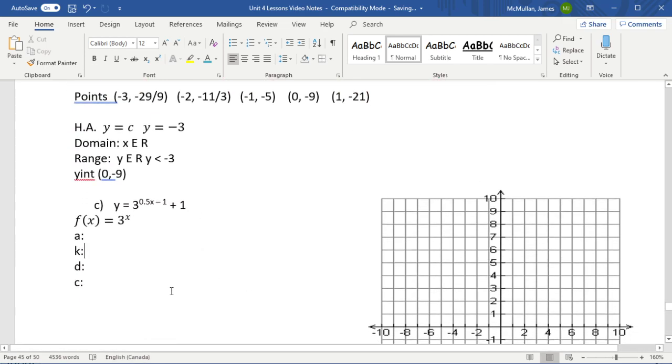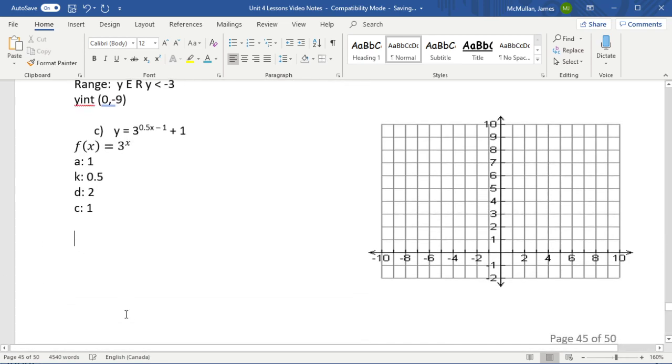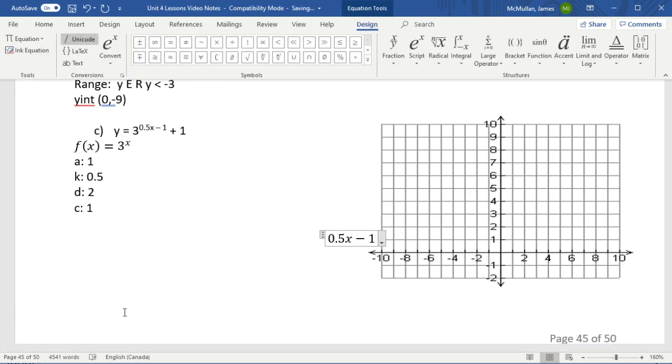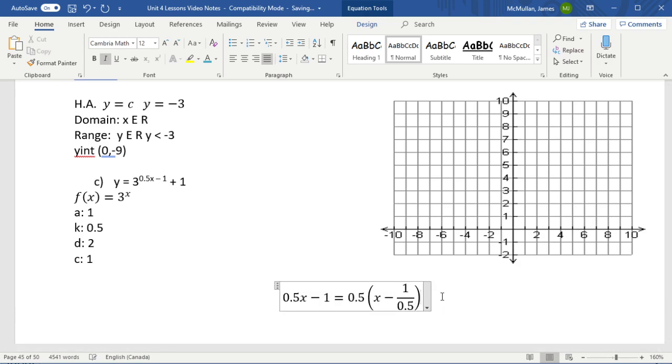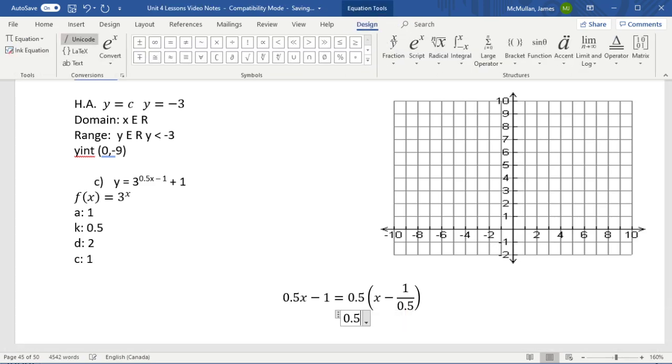Now, a little bit of a trick here. You can see there's no a value, so that's 1. The c value is easy, that's 1. The k value is easy, that's 0.5. The d value is 2. And you'll be looking at this going, where do you see a 2? I don't even see a 2 in that equation. Remember, d is the first thing that happens to x. So 0.5x minus 1, which is what the exponent is in this case, you need to write that as 0.5 bracket, and then you have x minus 1 over 0.5, and it turns out that that is equal to 2. Okay, so in this case, your d is actually a 2.